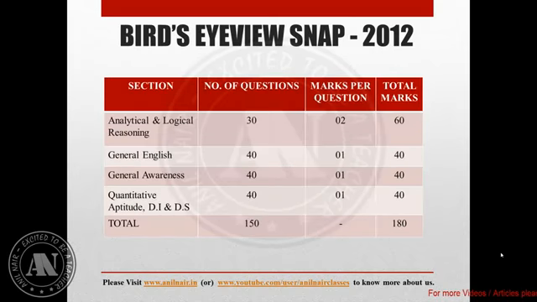Now, this is the paper pattern, 4 sections. Analytical and logical reasoning, 30 questions, 60 marks, is the differentiator. The student who attempts the maximum number of questions in this section with low error rates is definitely going to get a good score, because every question carries 2 marks. So students are expected to solve this section either as the first section or at most the second section during paper solving. The remaining 3 sections, general awareness, general English, quantitative aptitude, DA and DS, have 40 questions each, and each question carries 1 mark.